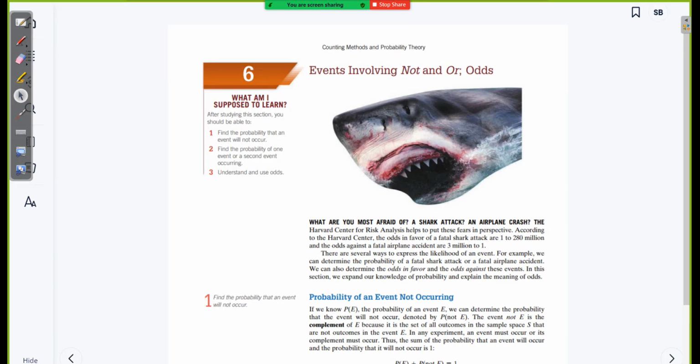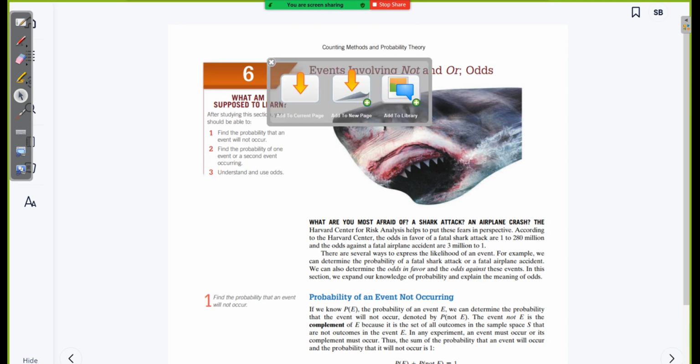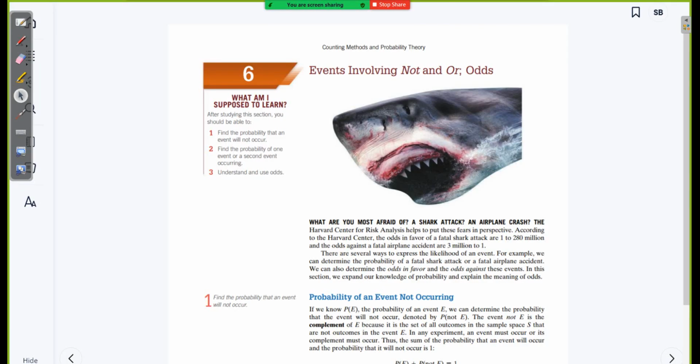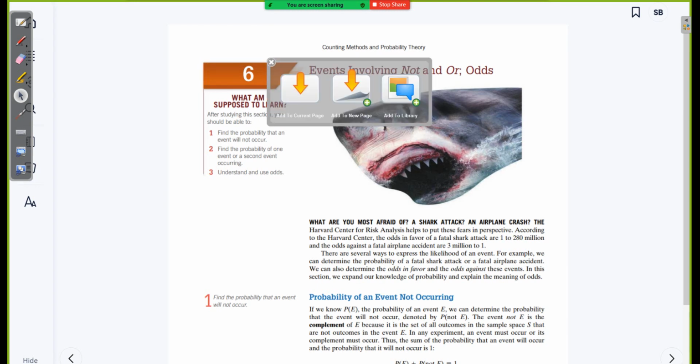All right, today we're talking about Chapter 11, Section 6, and events involving not, and, or, and then odds. And that just doesn't seem like a well-constructed sentence, does it? Maybe I just read it weird, but it will make sense when we get into the material here. Now, there are a couple things about this section that I feel like might overcomplicate things.